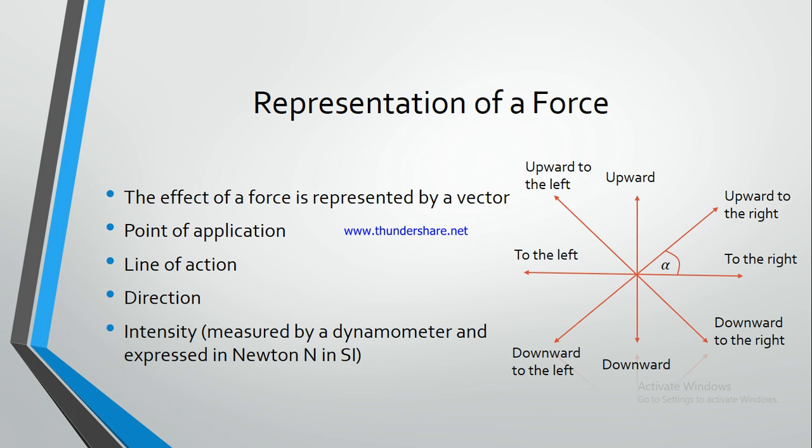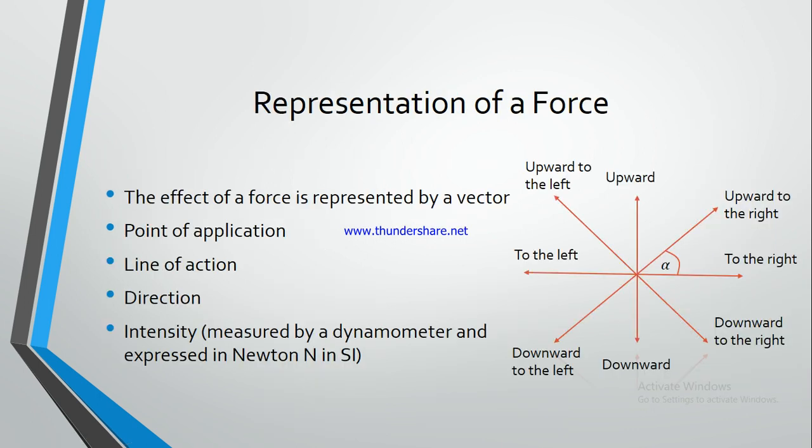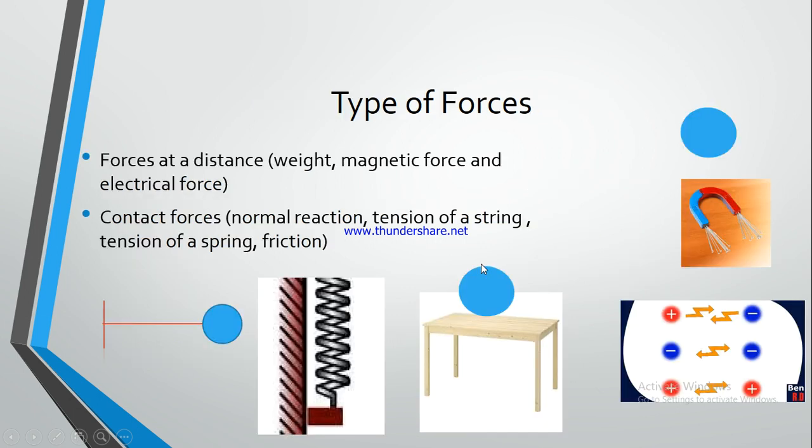So in the previous slide we saw that the motion is either downward, upward, to the right or to the left. So the effect should be represented by a vector. A vector has a point of application where the force starts. So here the force starts at the contact point because the force is a contact force, and here the force starts at the center of gravity because it's a force acting at a distance.